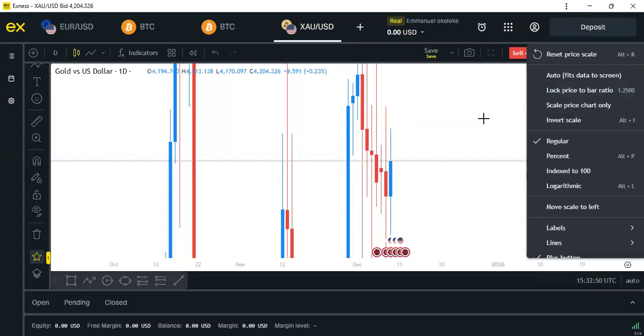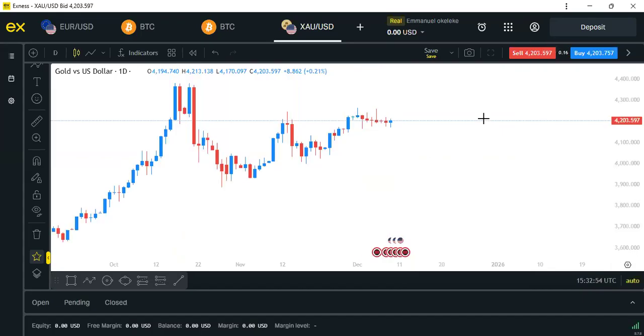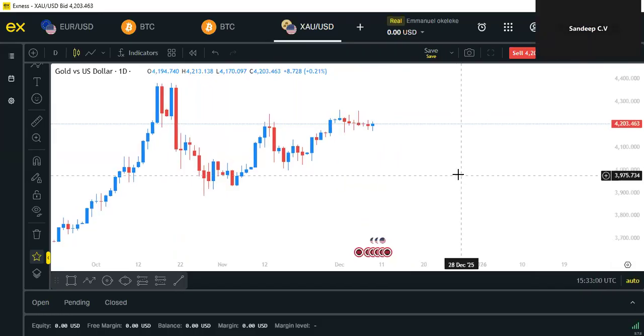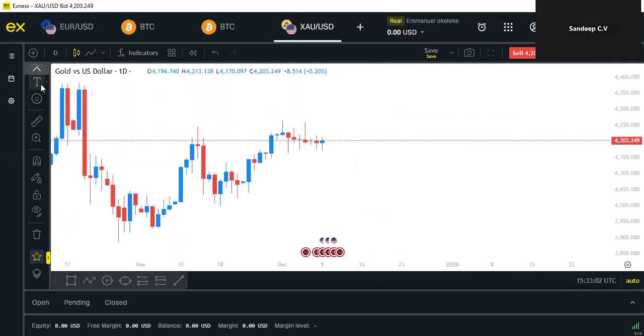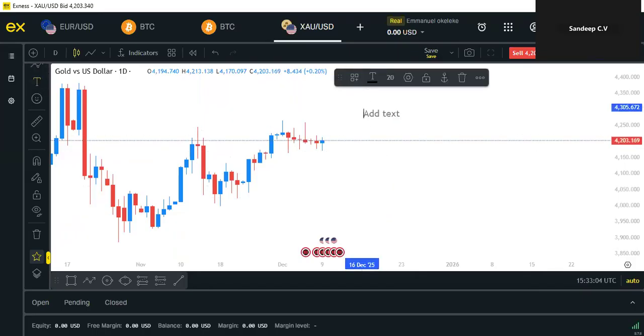Okay, from the basis which we are starting from, we are going to be dealing with market structure, because market structure is the foundation for everything that you are trading. So that is where we'll focus on today, market structure.